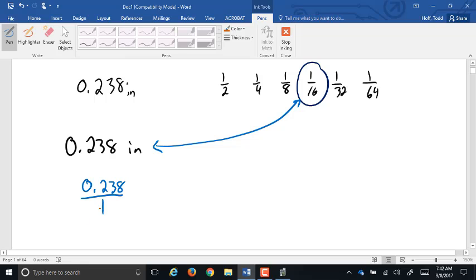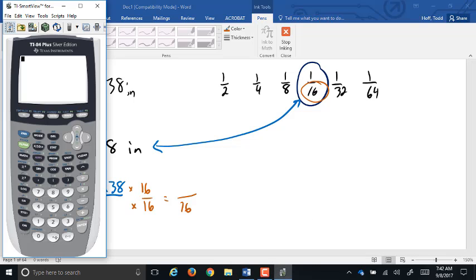So right now it's a fraction with a denominator of 1. What do we want the denominator to be? 16. So how do I turn a 1 into a 16? Times 16. What do I have to do to the numerator? Multiply it by 16. 0.238 times 16.